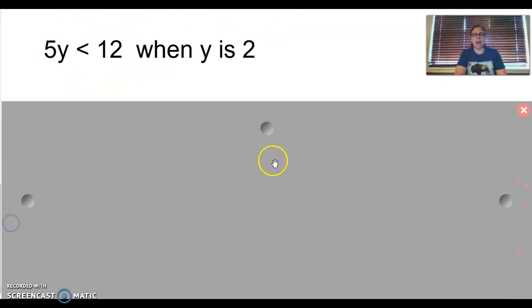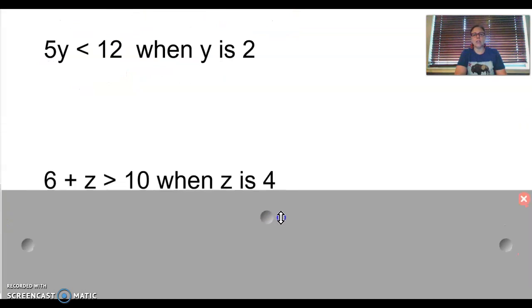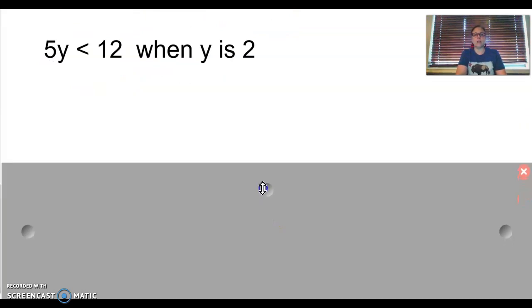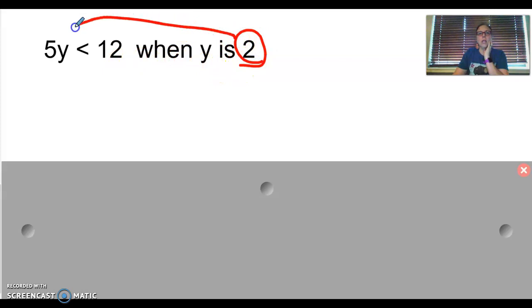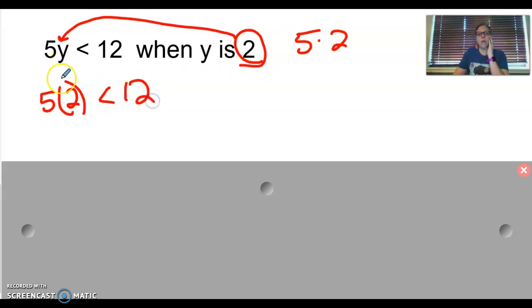5y, now remember that 5y means 5 times y. So 5 times y is less than 12 when y is 2. So we're going to plug the 2 in. Remember to put it in parentheses or put 5 times 2. Don't just put 5 2 because then it looks like 52. 5 times 2 is less than 12. Well, what is 5 times 2? 5 times 2 is 10. Is 10 less than 12? Yes, so that is true.